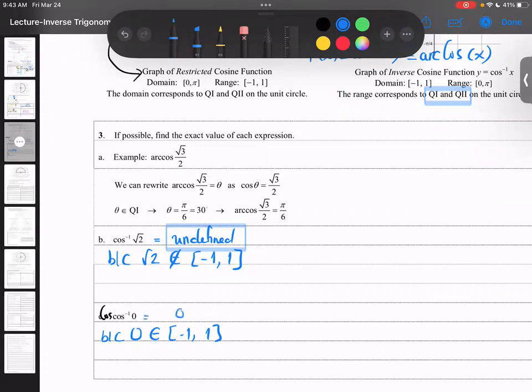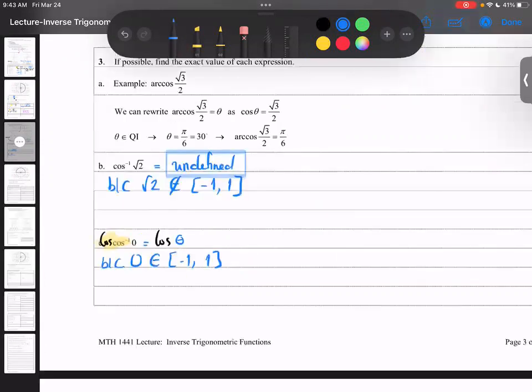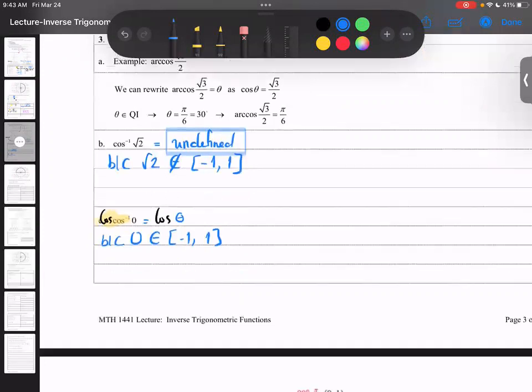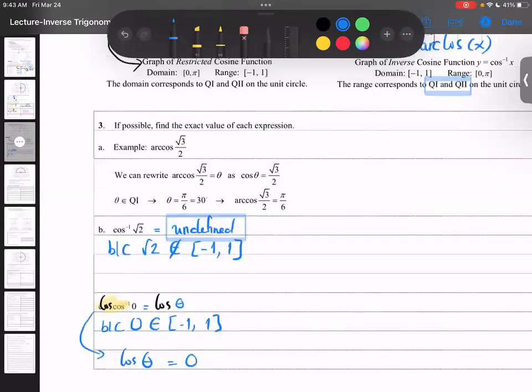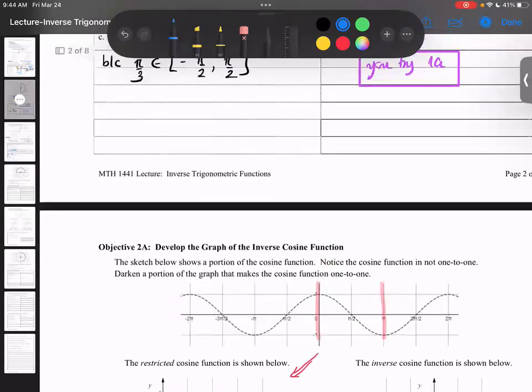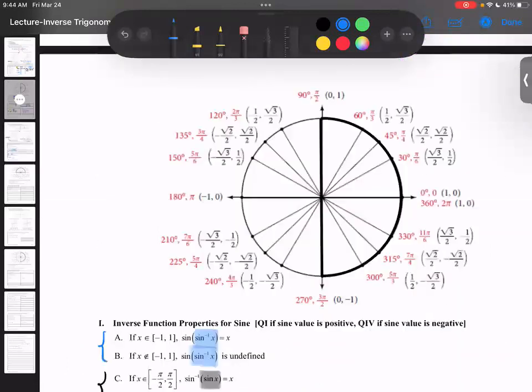So let it equal theta like that. You add cosine to both sides, and then you cancel. So that implies cosine of theta equals 0. If you look at quadrant 1 and quadrant 2, cosine theta equals 0 right here.